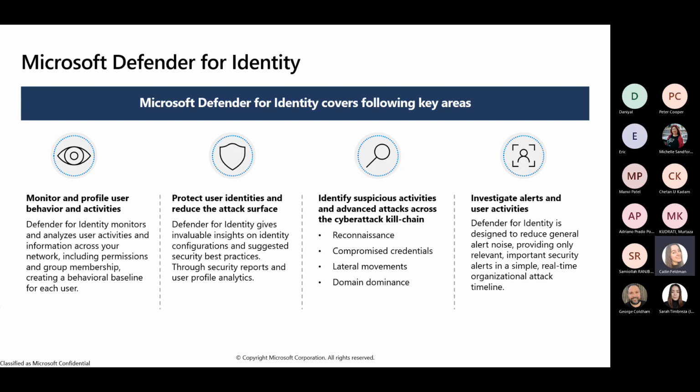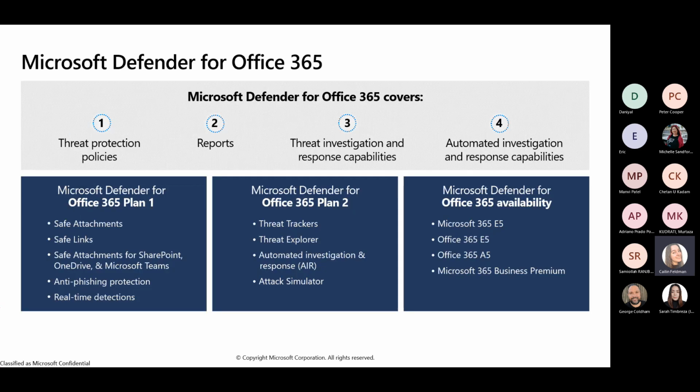And then moving on, we have Microsoft Defender for Office 365, formerly Office 365 Advanced Threat Protection. It safeguards your organization against malicious threats posed by email messages, links, URLs, and collaboration tools, including Microsoft Teams, SharePoint Online, OneDrive for Business, and other Office clients. So Microsoft Defender for Office 365 covers these key areas, including threat protection policies, producing reports, threat investigation and response capabilities, and automated investigation and response capabilities.